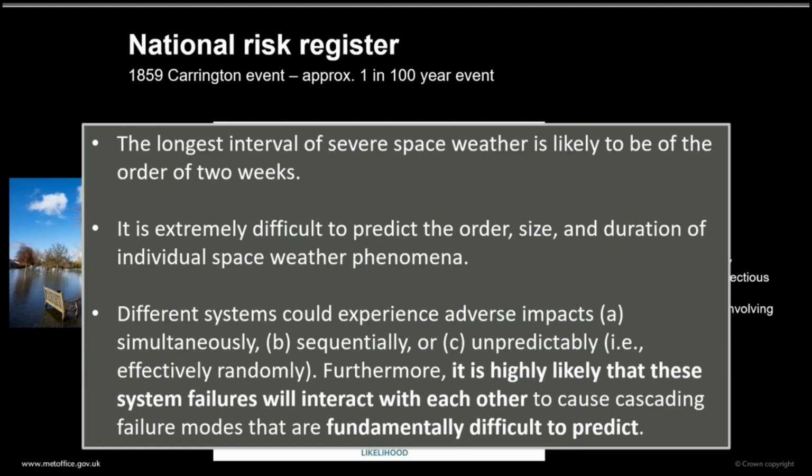But the science isn't there that when we see this, we can actually predict that exact order and magnitude of the events before they happen. As I sort of show, different systems, different technologies can experience the impact simultaneously, sequentially, or unpredictably, so effectively randomly. And it's highly likely that system failures will interact with each other, cause cascading failure modes that are fundamentally difficult to predict. So whilst we are fairly up to speed with what the impacts could be, ahead of time it's incredibly difficult to tell exactly what a severe space weather event would be as it's happening.